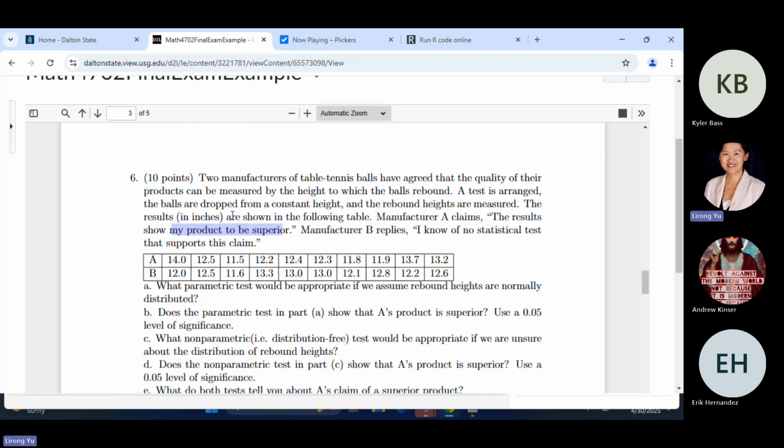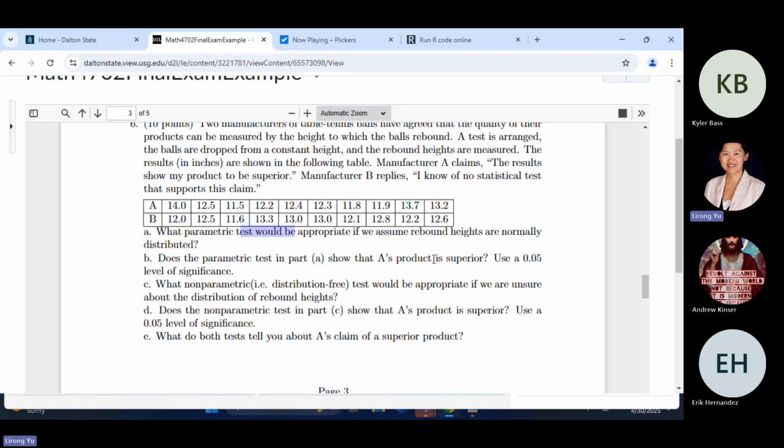There's rebound height. So you look at the quality of the ball by measuring their rebound height. I guess the one that has the higher mean should be assumed superior. So we would find the mean for A and the mean for B and compare them. So it's a comparison of means. So in A, you should answer t-test.